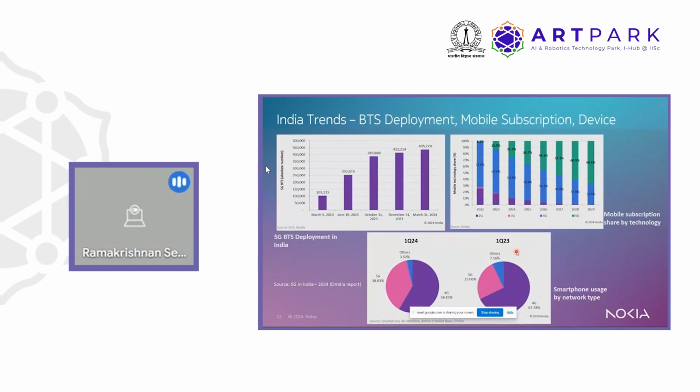So we come to the India specific trend. The left hand side graph shows the overall BTS that we have been able to deploy, we as in India as a country, across multiple operators. There has been a humongous growth in the way the network BTS has been commissioned in the last 1 year, from March 5 to March 31st, 2024.